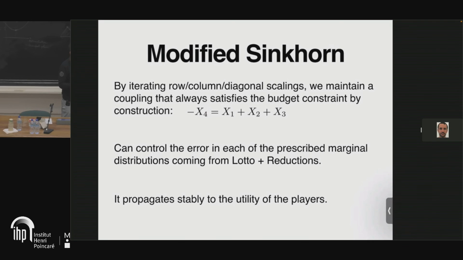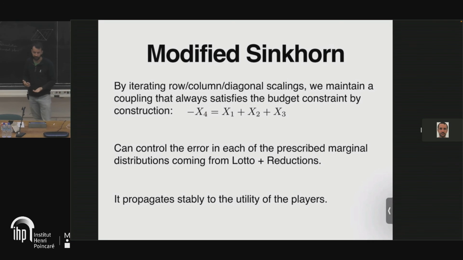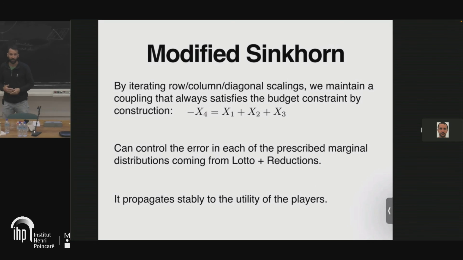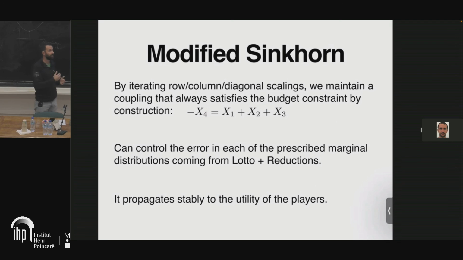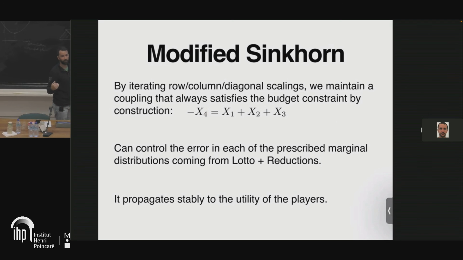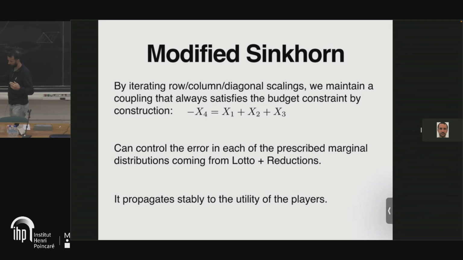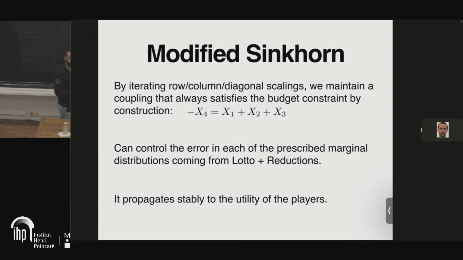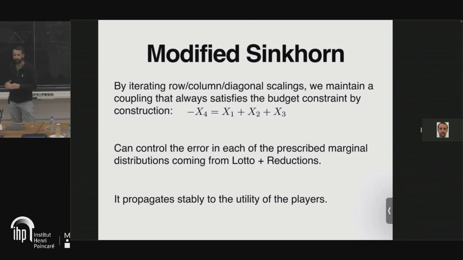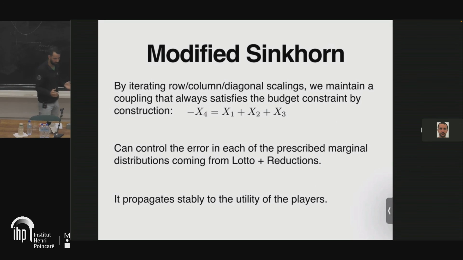And by this, we maintain a coupling that does satisfy my budget constraint, and that will, with each iteration, get closer and closer to my marginal constraint. Instead of reducing my objective function every time, like what Sinkhorn does, this ensures that my optimal solution is attained, but then I'm getting closer and closer to having my marginal constraint satisfied.